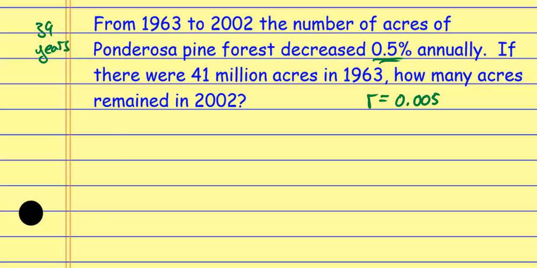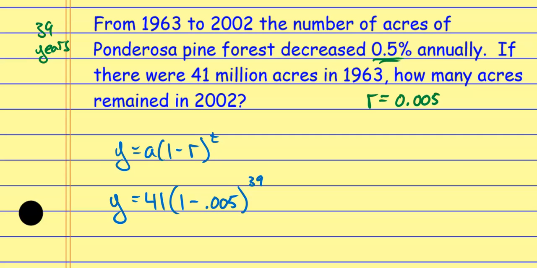So let's set up our equation. y equals a times 1 minus r raised to the t. And so here, the initial amount was 41 million. I'm just going to leave it as 41. I'm not going to write all the zeros there. If it's written as 41 here, we can do the calculations with 41. We just have to tack on that designation of millions when we're done. And now 1 minus 0.005, raised to the t, which is the 39 years, okay? And so just be really careful how these things are expressed. Make sure that the units match, that kind of stuff.